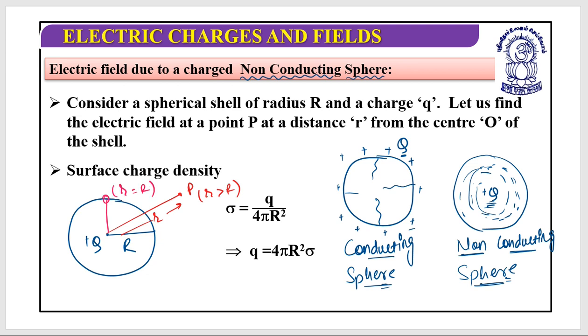This is my second task. And my third task would be at this location, which is r less than R. This is what I need to do: I need to find the electric field at these three locations. First, outside the surface, which is r greater than R. Second, on the surface, which is r equals R. And third, within the surface, which is r less than R.